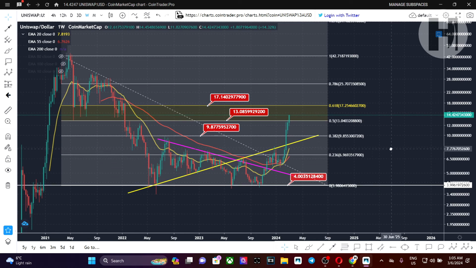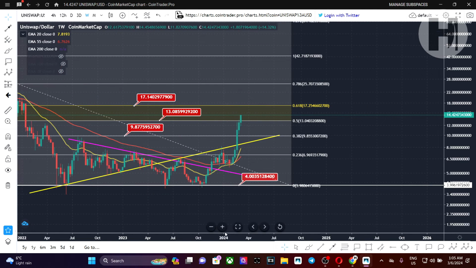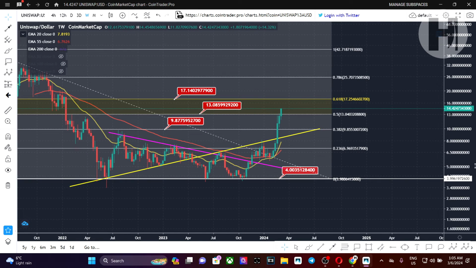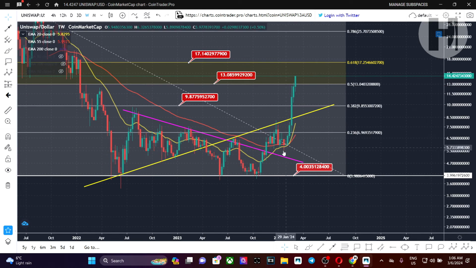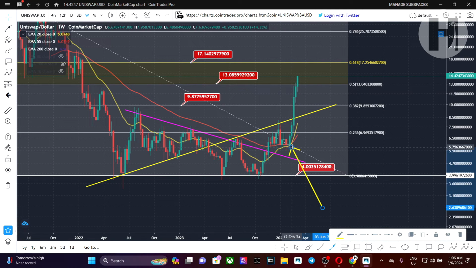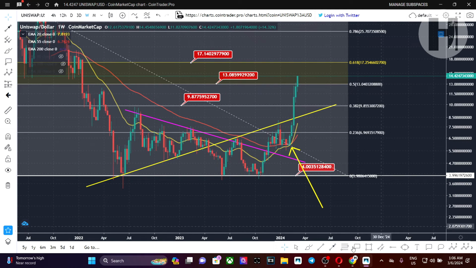Taking a look at the weekly chart, we have a perfect bounce off of the 20 EMA, and this is what I kept talking about on every single one of my videos, where I was stressing this point so much. The 20 EMA on the weekly is going to be such an important level for the bull market, and clearly you can see that we're already bouncing off of the 20 EMA here.